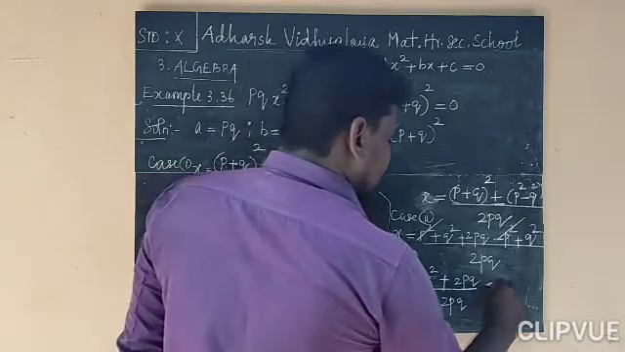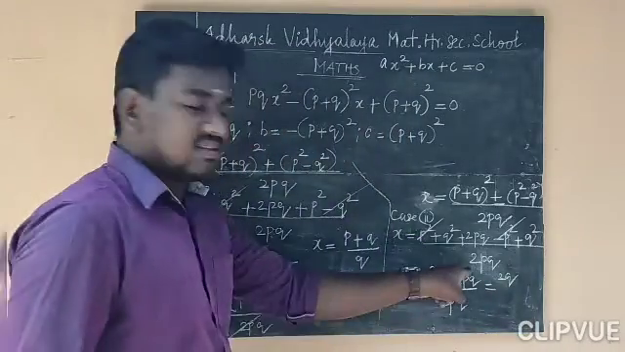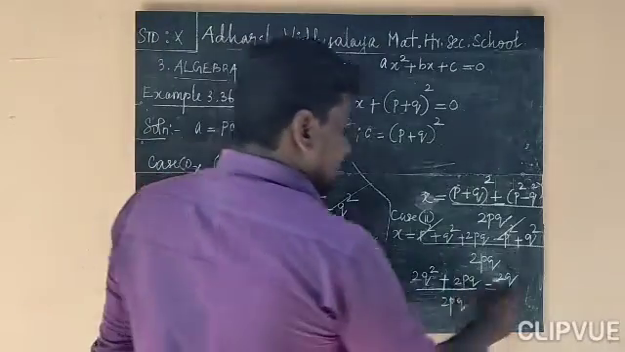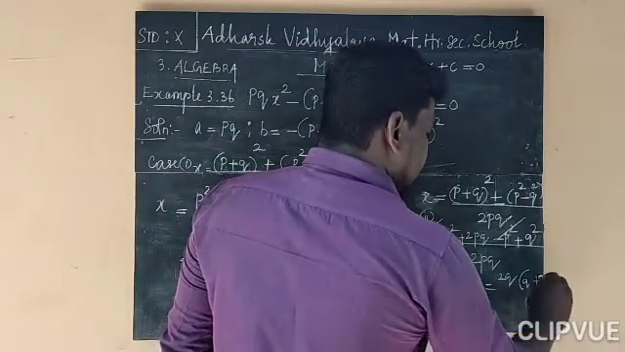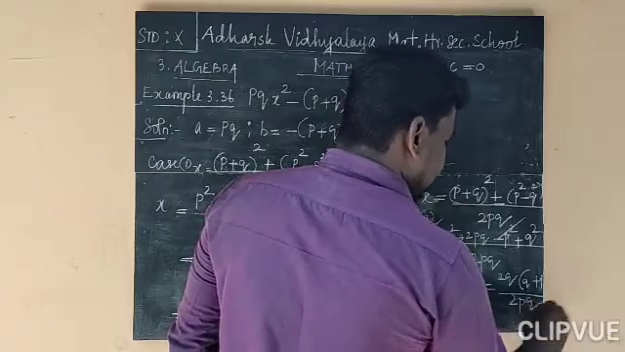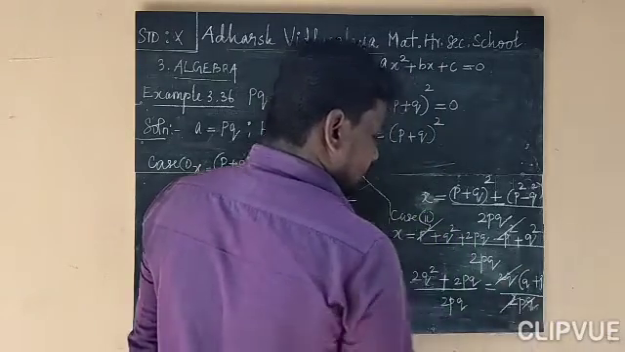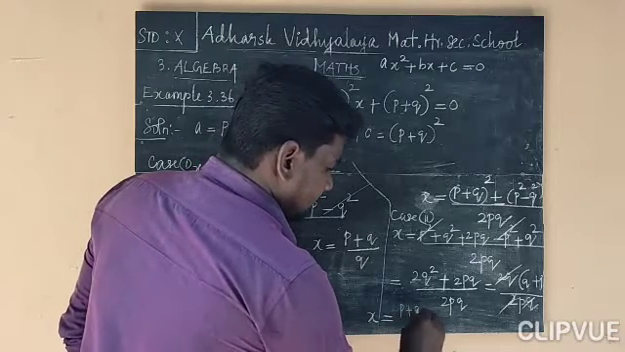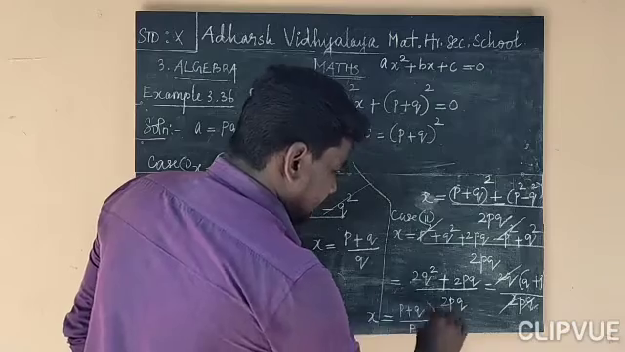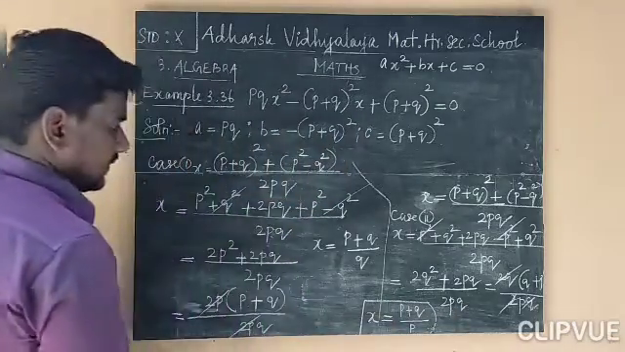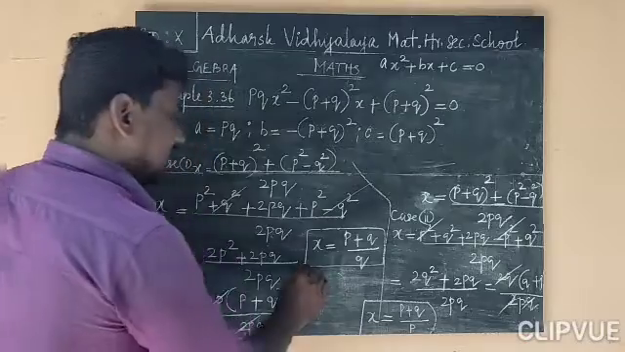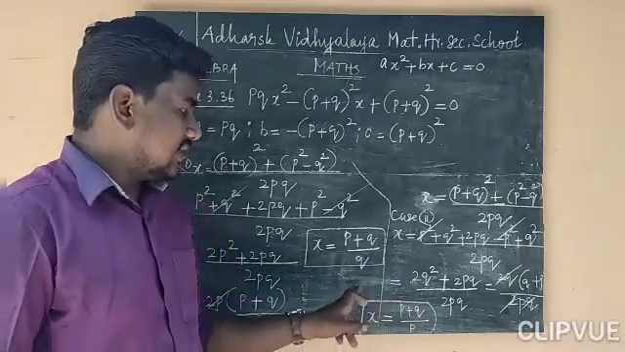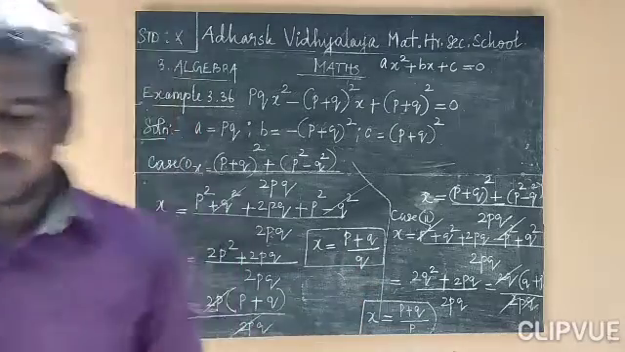Here you can take 2q out. 2q is the common factor, in both terms, so you can take that out. So what do we have? (q plus p) divided by 2pq. So this 2q will be cancelled. So finally you get x is equal to (p plus q) divided by p. So here x is equal to (p plus q) divided by q and x is equal to (p plus q) divided by p. The required solution set is this one.